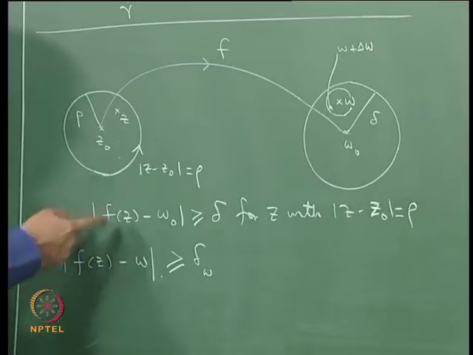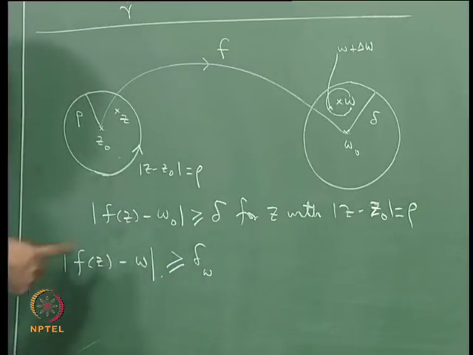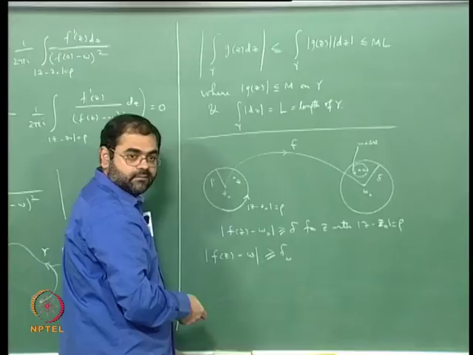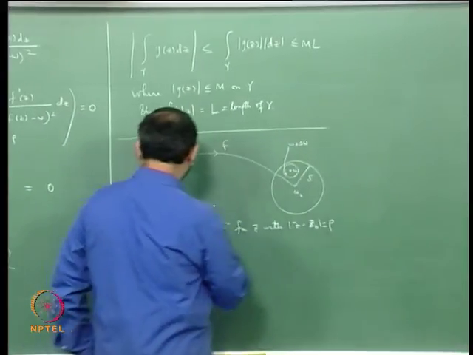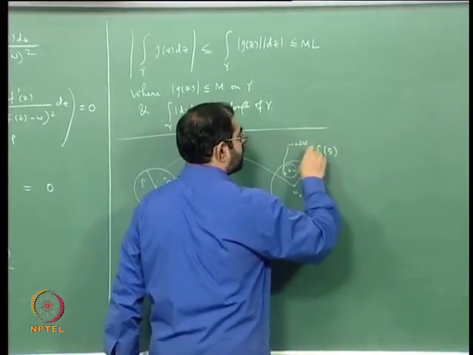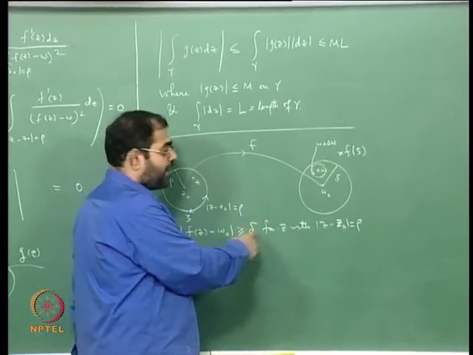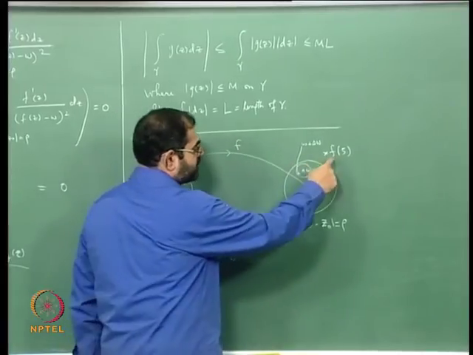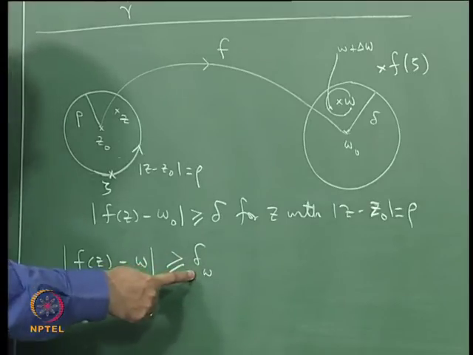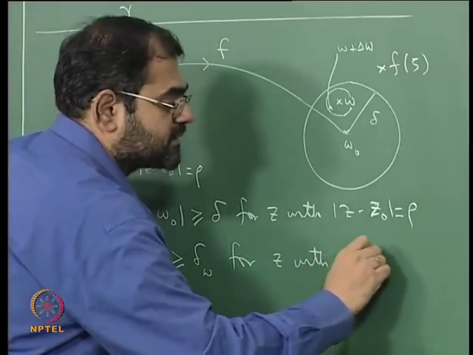Why is that so? Because for z on the boundary, mod f(z) minus w naught is greater than or equal to delta. So the distance of f(z) from w naught is outside this disk. If I fix a zeta here, then f of zeta will be a value outside this disk because the distance of f of zeta from w naught has to be greater than delta. And my w is inside, so that f of zeta can never be equal to w. In other words, mod f(z) minus w will be greater than or equal to a certain minimum value for z with mod z minus z naught equal to rho.